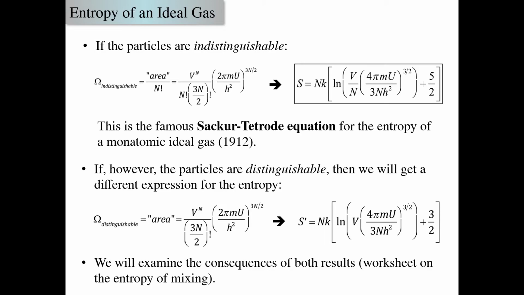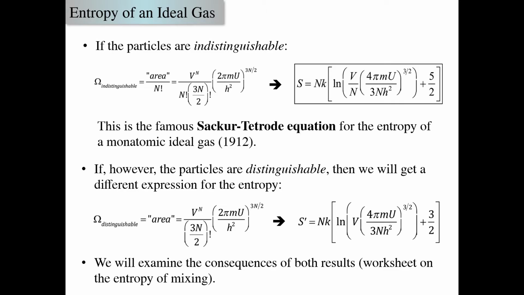Now, an interesting problem with distinguishable particles is that, as you will see from the worksheet, if you do something very simple, like remove a partition between 2 identical gases, it looks like you can decrease the entropy of those gases just by removing the partition. And of course, this shouldn't be the case, right? I shouldn't be able to remove a partition and drop the entropy of a system. It seems to violate the second law of thermodynamics.